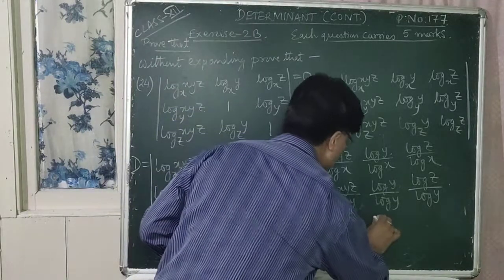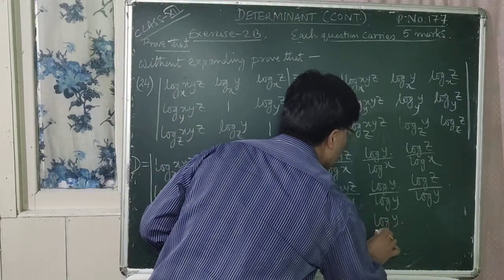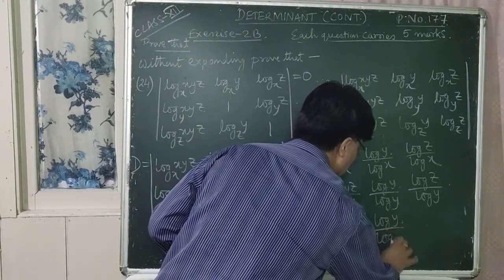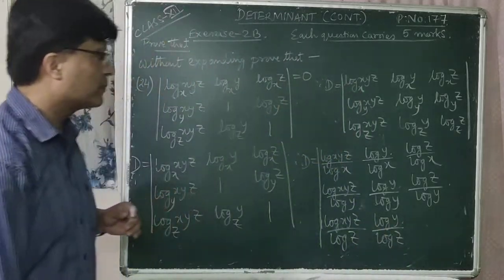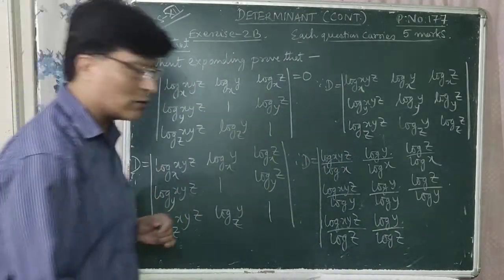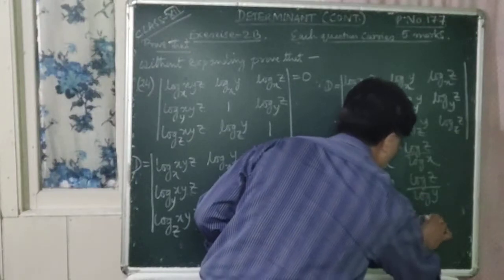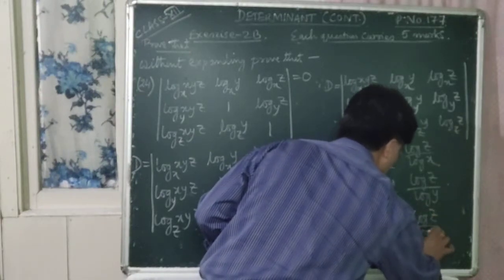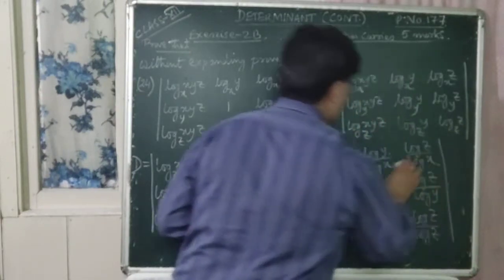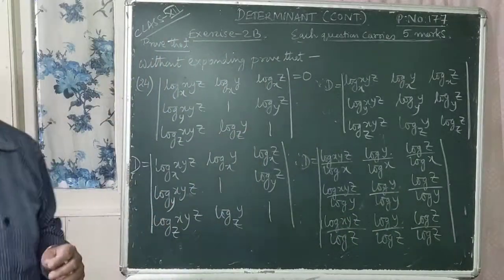Next, log y divided by log z. Is that clear? Log y divided by log z. Then last one is log z divided by log z. So we got this determinant, okay?